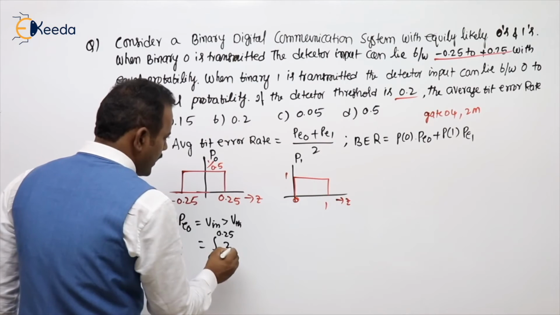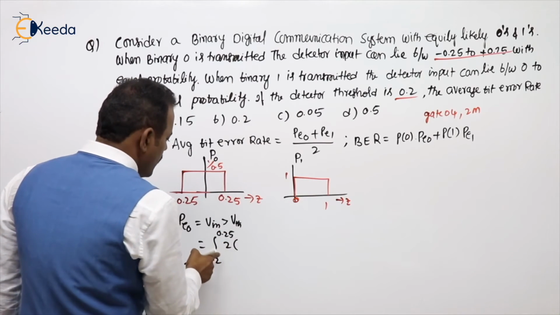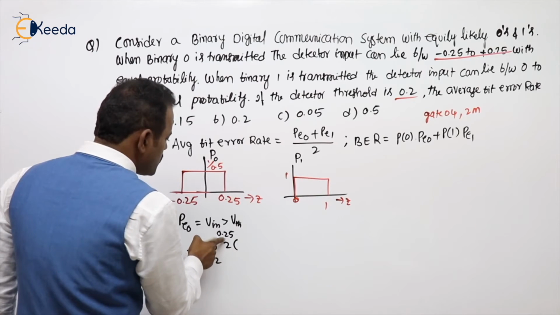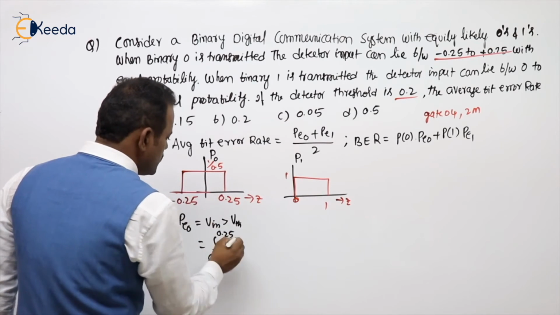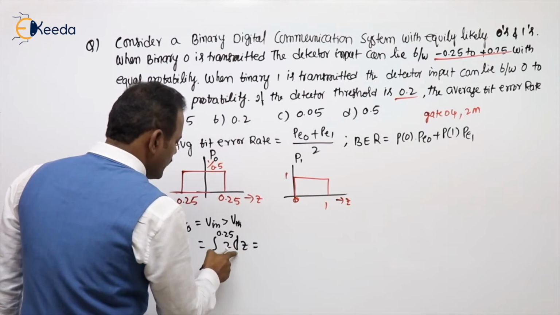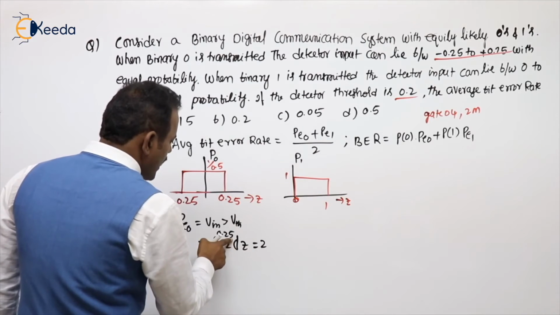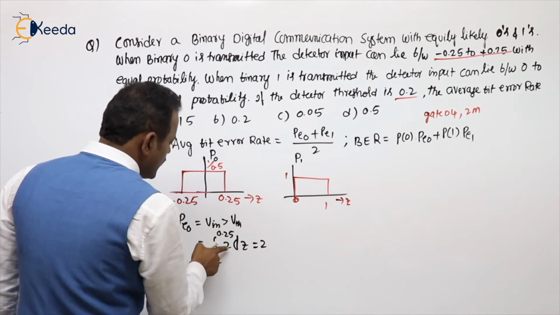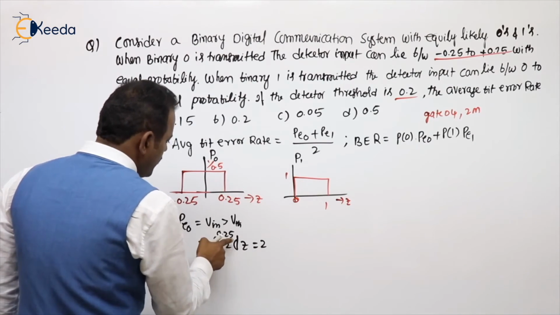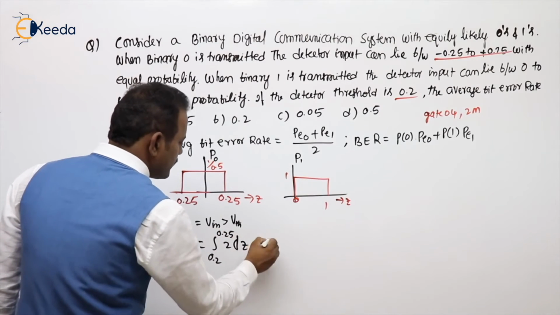Are you following my point or not? 1 by 0.5 means 2, into, from 0.2 to 0.25, dz. Then what is this value? 2 is a constant outside. Integral of dz is z, upper minus lower limit. Upper limit is 0.25 minus lower limit is 0.2. So 0.05.